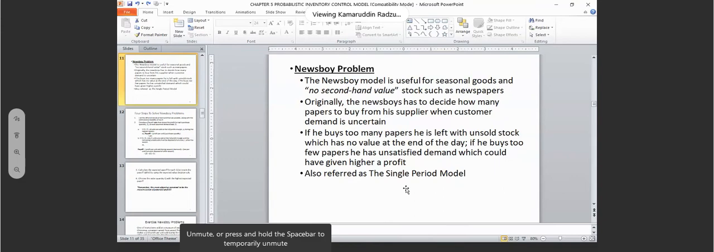So under the newsboy problem, we need to choose the right order quantity to avoid the shortage and also to achieve the higher profit. The newsboy problem is also known as the single period model.